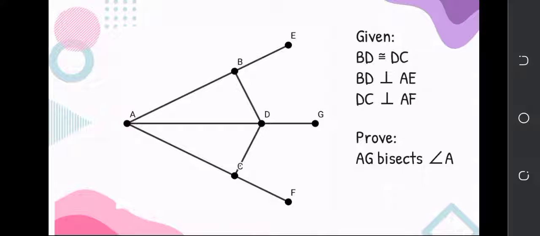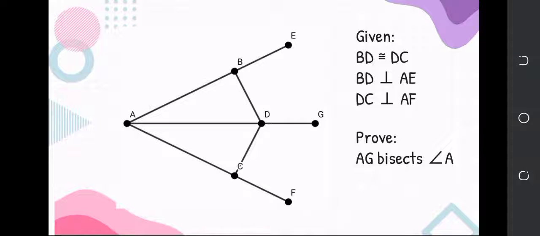Now, I want to apologize for not having the bar symbol above the line segment. Believe me, I did what I could to find it because I'm only using phone, so I was not able to find a symbol for line segment BD. Anyways, just take note that two letters is a line segment.